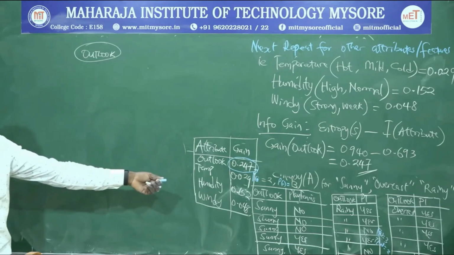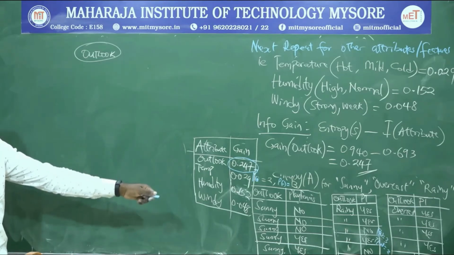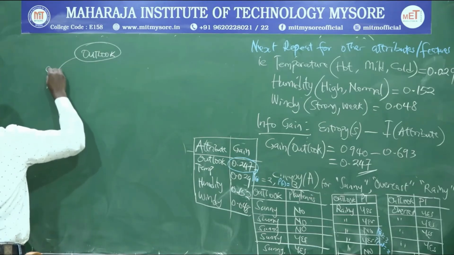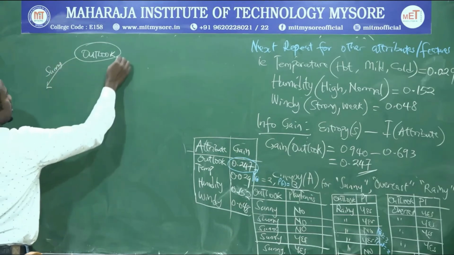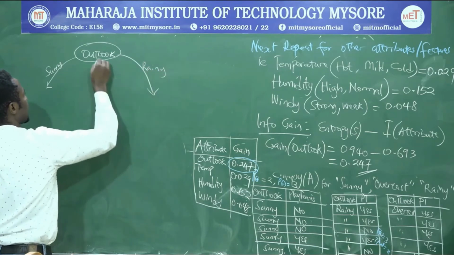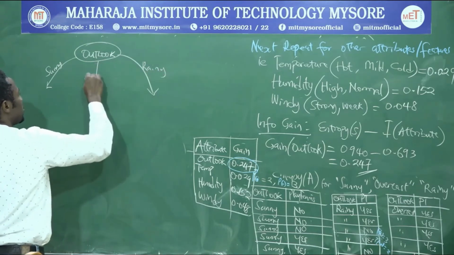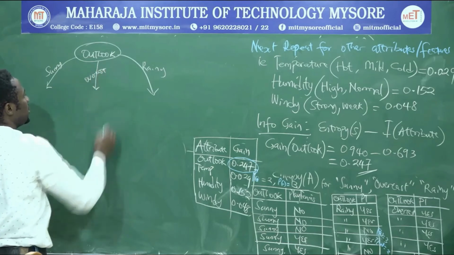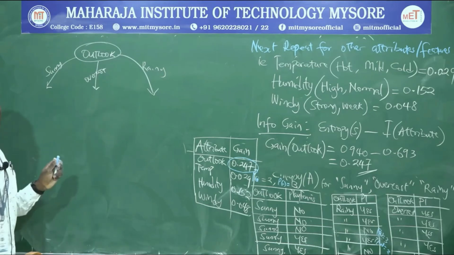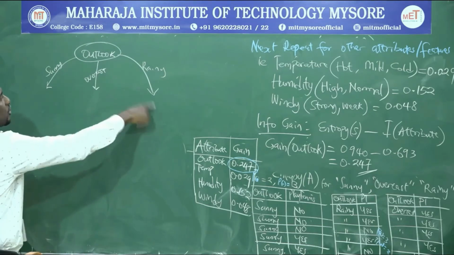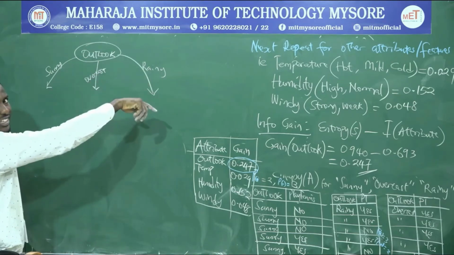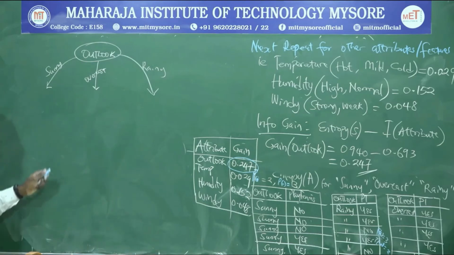Now, Outlook has other attributes, right? Sunny, rainy, and overcast. So we branch it now. Sunny, rainy, and overcast. So why did this fellow put overcast at the center? Simply because I know that these two require branching and this doesn't require branching. It doesn't matter, you can put it here also, but just think of it. If I put sunny here and rainy here and overcast there, it doesn't look nice, no? So I try to balance the three.